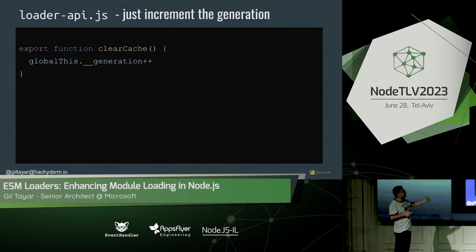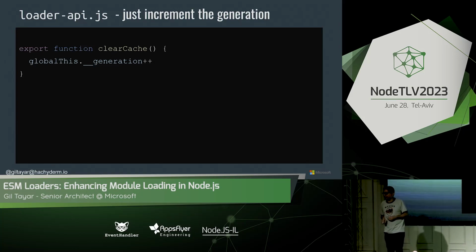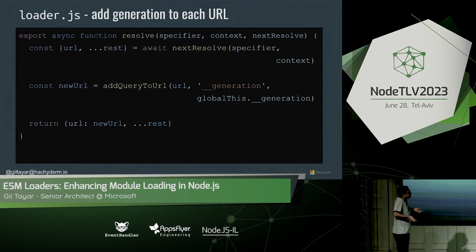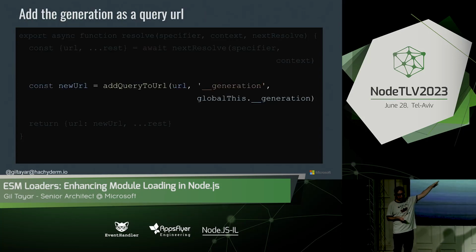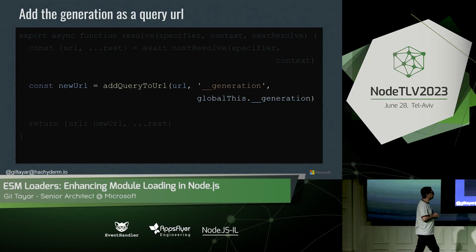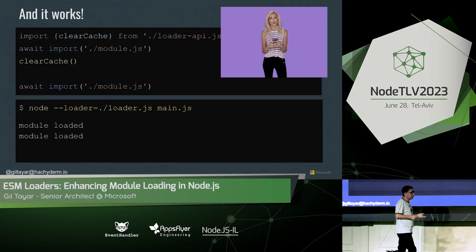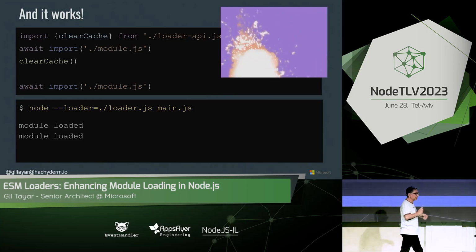So clear cache is easy. Global this dot increment the generation. Easy. And the loader is also easy. I don't care. I just call next resolve to get back the URL, add the query to the URL, I leave this as an exercise to the implementers, and then return the new URL. And boom, it works. It's that simple.